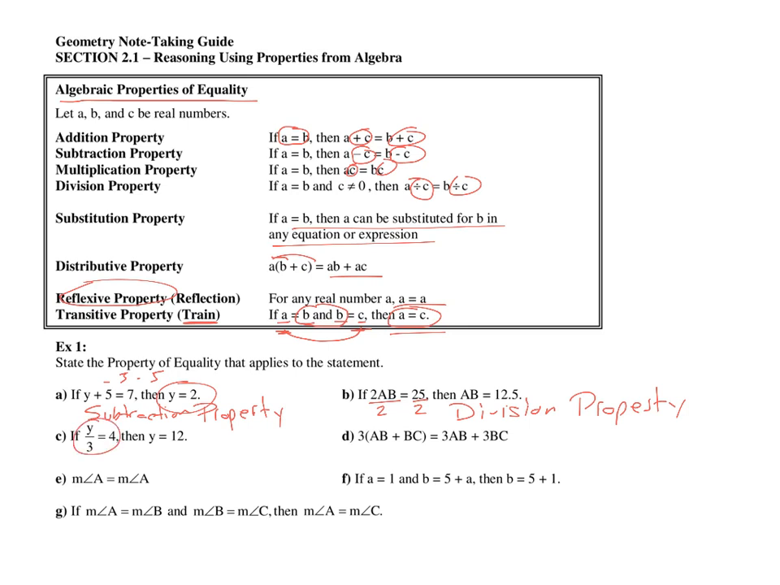So I start with this. How did I get here? Well, I multiplied by 3 on both sides. So this would be the multiplication property. All right, and then here I'm distributing.